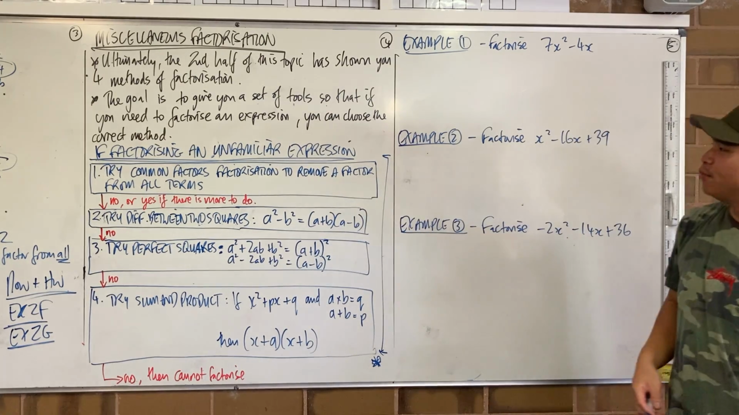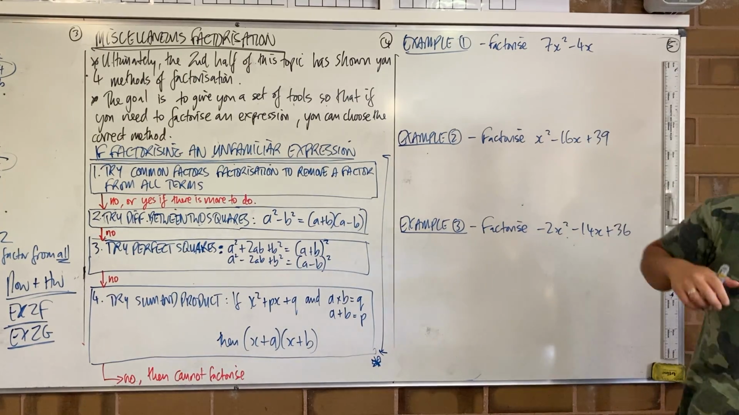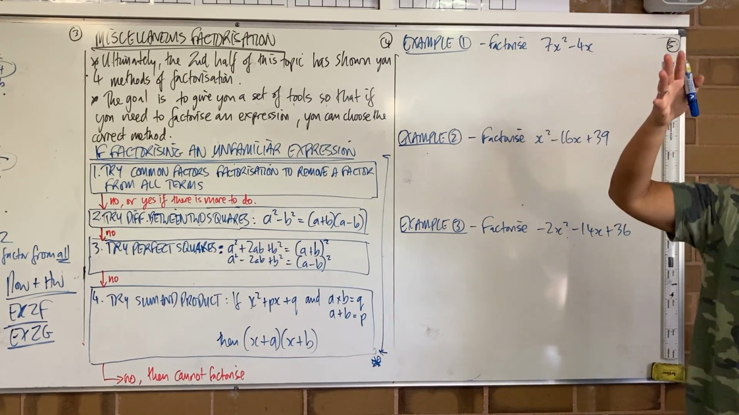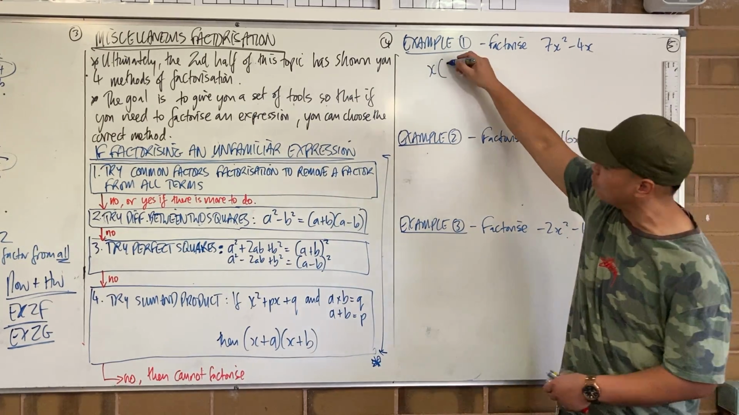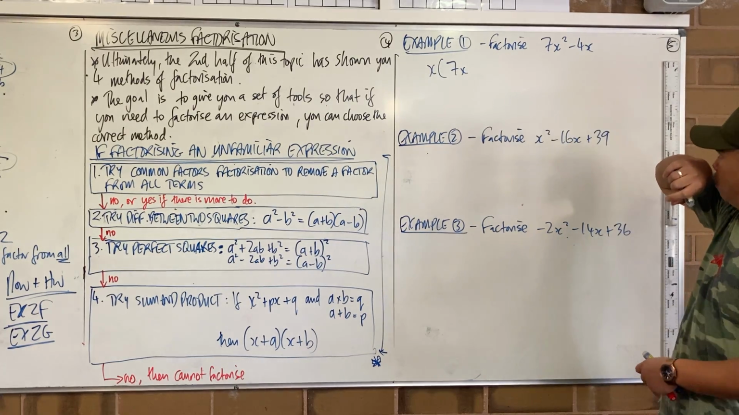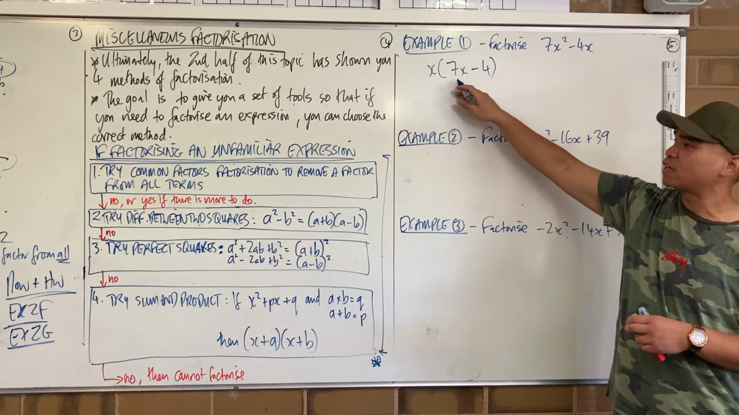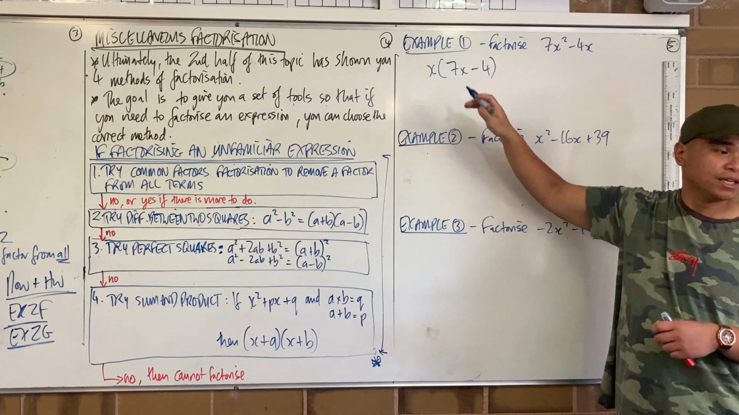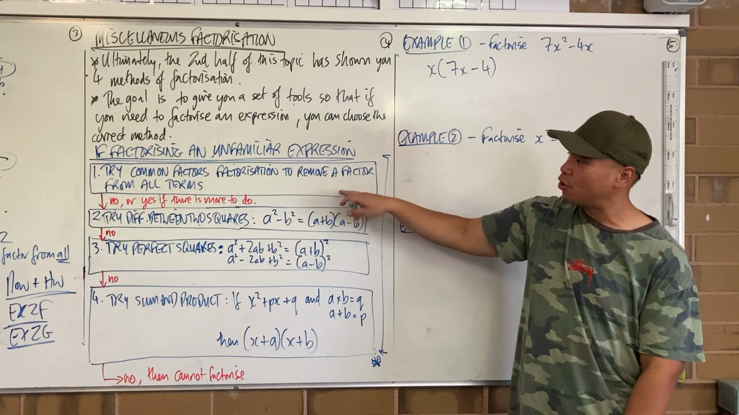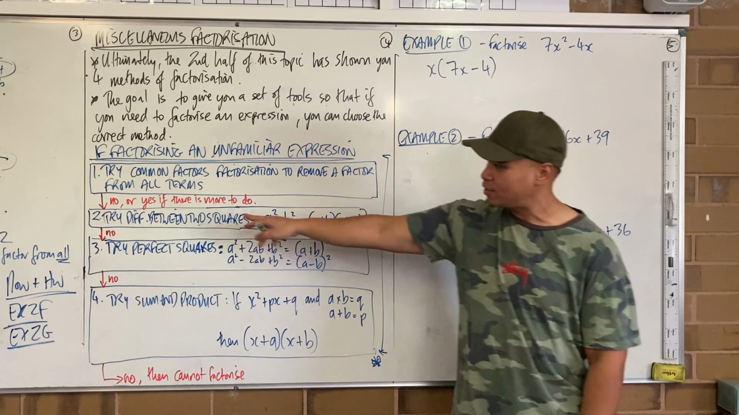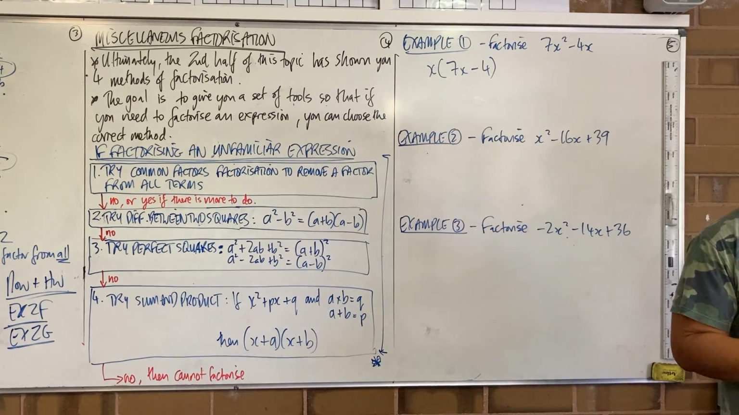Try common factors to remove a factor from all the terms. Is there anything common across these two? x is common to it. There's nothing that goes into 7 and 4 evenly, so the only common factor is x. So x goes out the front. If I remove x from this, I've got 7x left over. If I remove x from this, I have take 4. Is there any type of factorization that I can apply to this? I'm done. So that is an example of try common factors to remove a factor from all terms, which I did, yes. There's no more I can do, so I just leave it alone.